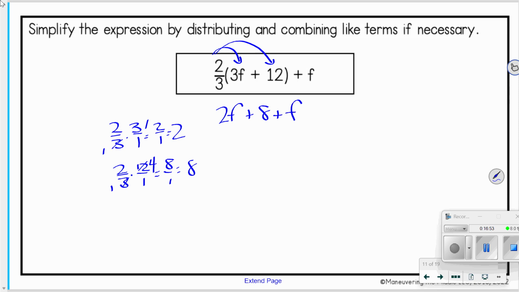And here's where the simplifying, finding like terms comes in. Don't forget that this one was still here. So I need to still account for that. Now I've got my 2F and my F. I can put those together, give me 3F plus 8. That should have been your final answer.